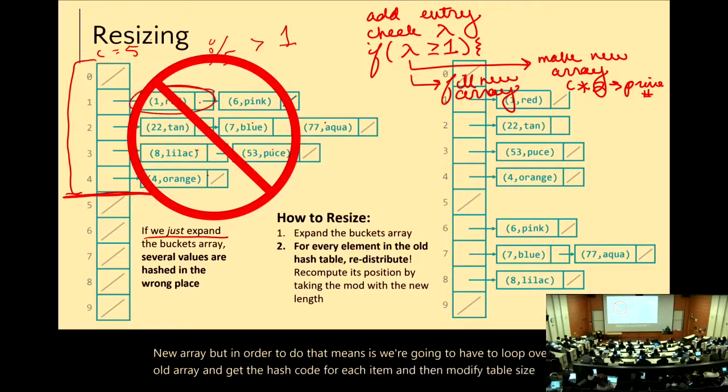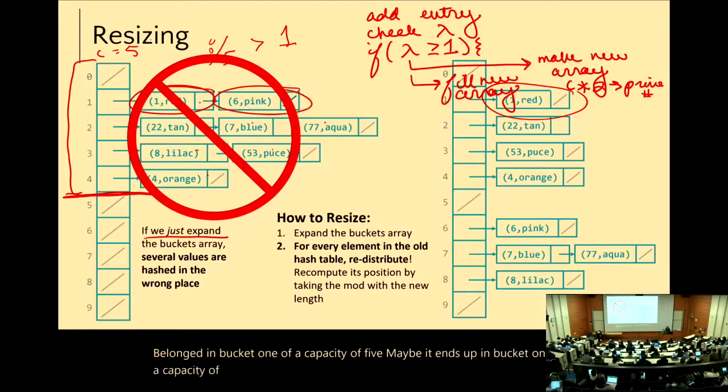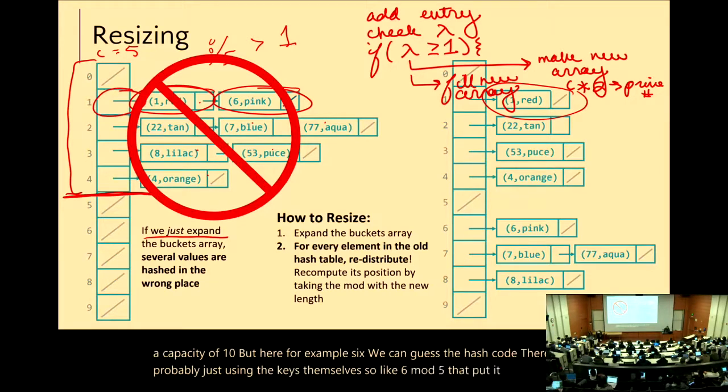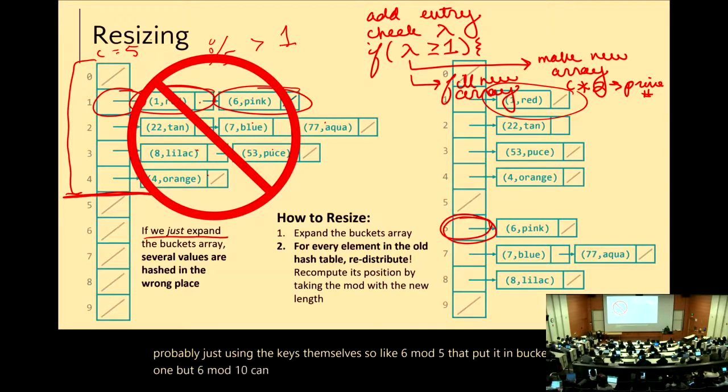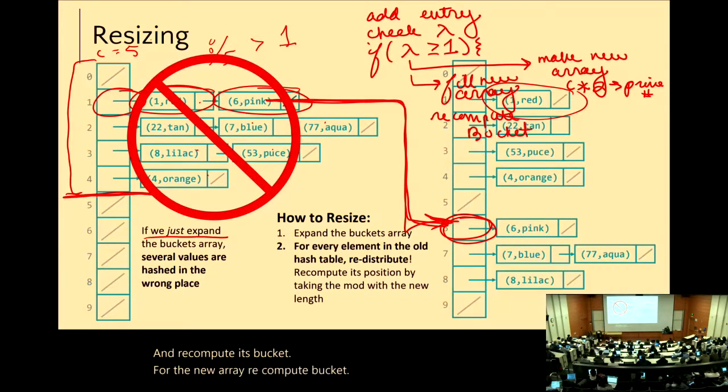So here, 1 belonged in bucket 1 of a capacity of 5. Maybe it ends up in bucket 1 of a capacity of 10. But here, for example, 6, we can guess the hash code there was probably just using the keys themselves. So 6 mod 5 put it in bucket 1, but 6 mod 10 can now fill up bucket 6. So this entry finds a new bucket in the new capacity array. And it's really important that we go back over every single entry and recompute its bucket for the new array.